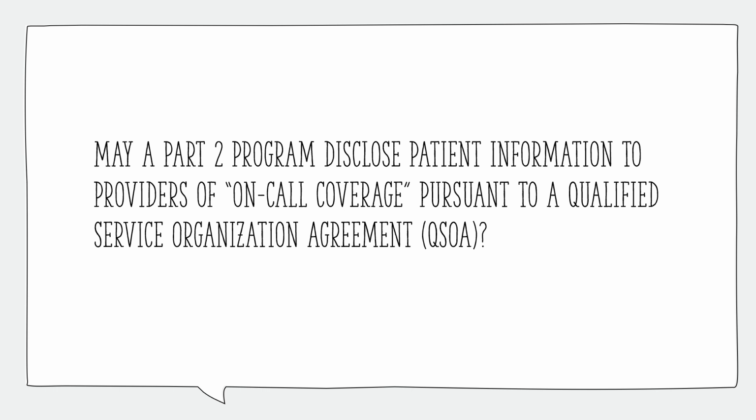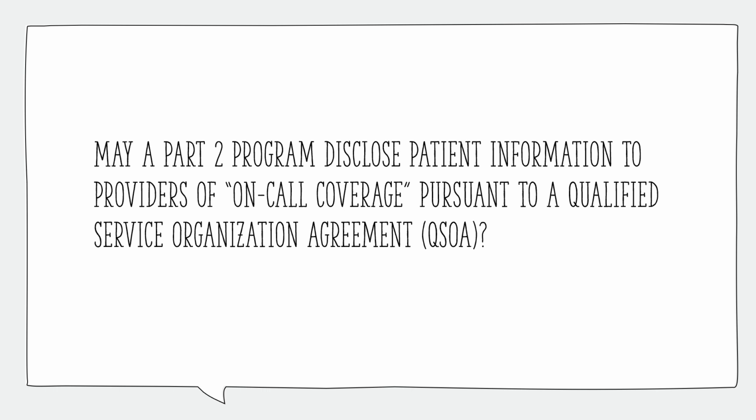So if the QSO exists between the Part 2 program and an HIO for services rendered to the program by the HIO, then the agreement would not allow the HIO to redisclose that information to a third party like providers of on-call coverage. So for an HIO to redisclose Part 2 information to providers of on-call coverage that are not part of the Part 2 program, the consent form that allows the HIO to make the redisclosures to the providers of on-call coverage would be needed.